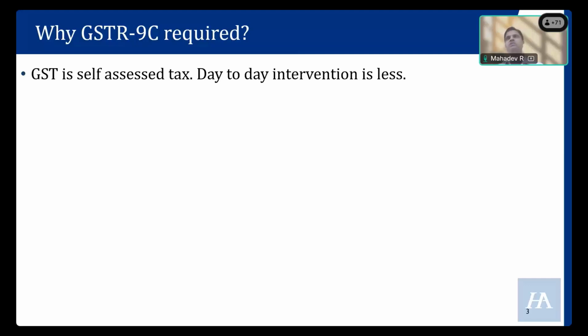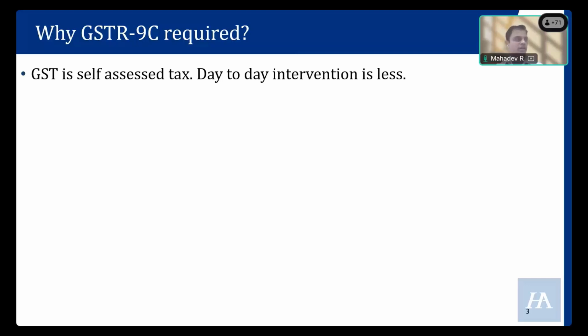For that reason, there was a concept of audit certification by the chartered accountant or the cost accountant. But for some reasons, because it was shown to the finance minister or the GST council that there is no value addition which is being done by the persons who are doing the certification, it could be chartered accountants or the cost accountant, because what was happening is they compared the tax revenue which was generated through GSTR 9, that is the annual return, versus GSTR 9C.